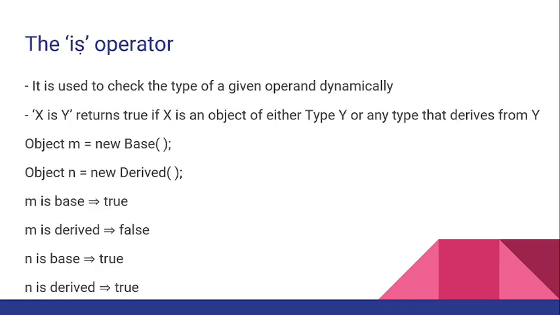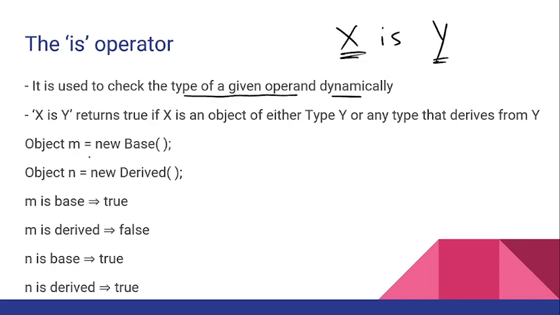Now the is operator. The is operator is used to check the type of a given operand dynamically. So I'm just checking whether x is y or not. When I'm saying x is y, that means x is a variable and y has to be a type. Now if x belongs to y type, or x is a variable of y type, this will return true, or else it will return false.